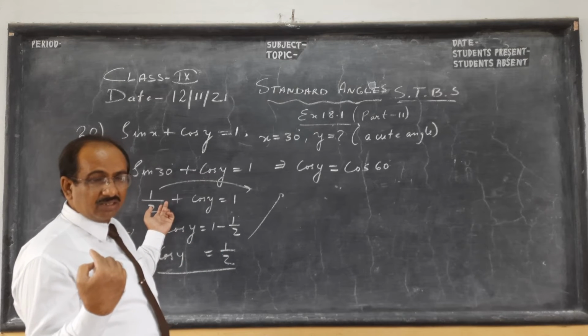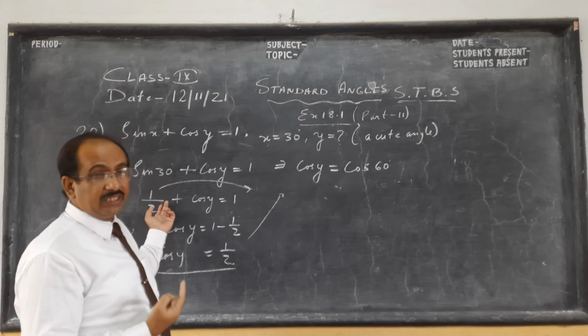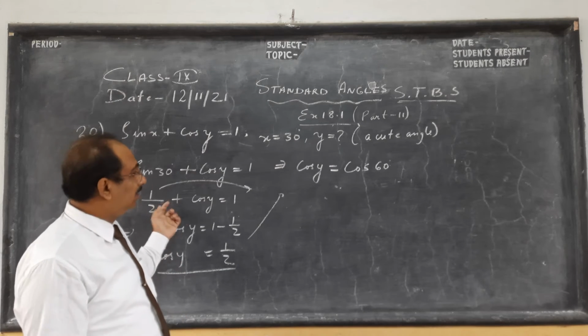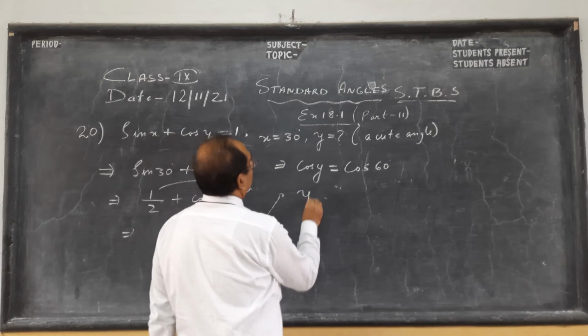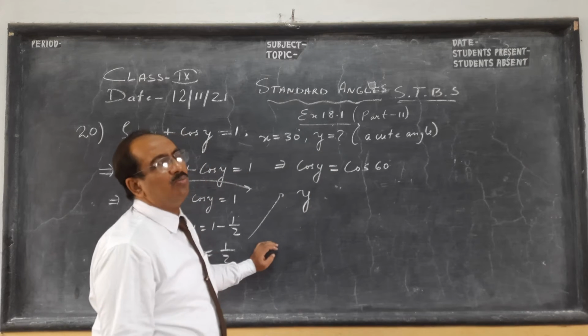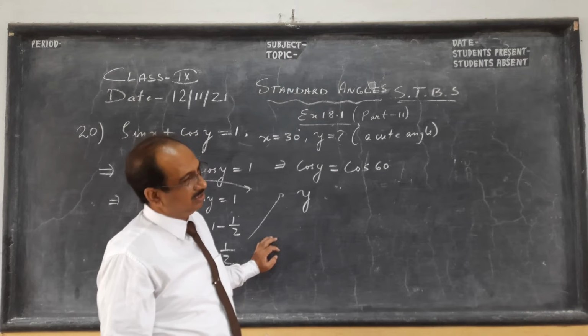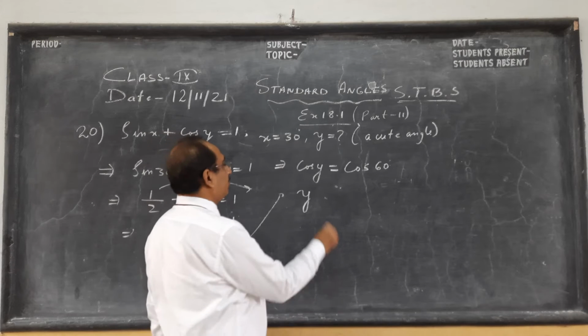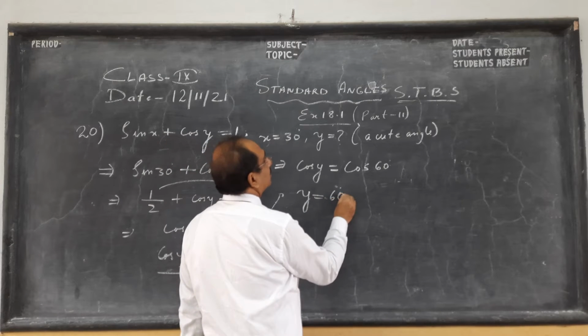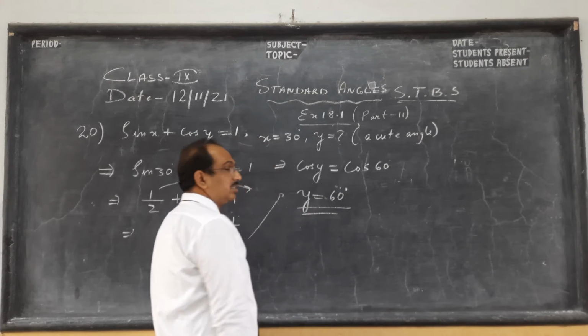Similarly, the complementary angle of 10 is 80, so cos 80 has the same value as sin 10. So here y is, don't cancel the cos, we are taking the inverse. You will see a chapter, inverse trigonometric functions, in class 11 and 12. So y is 60 degree.